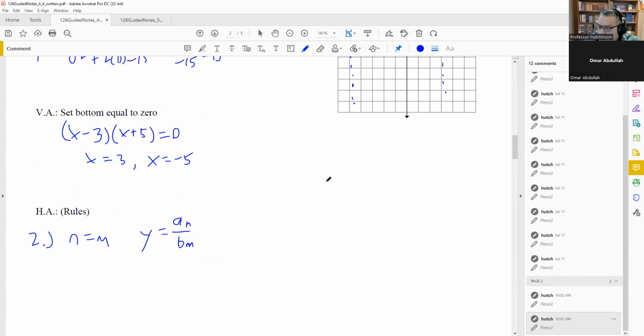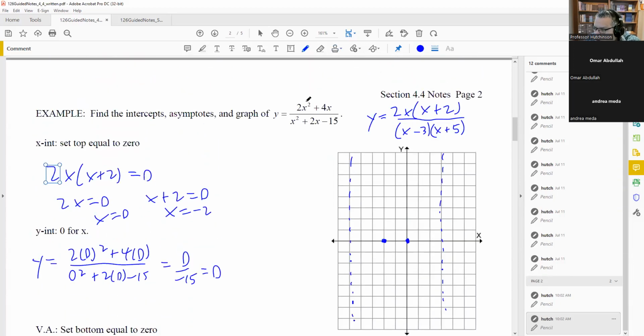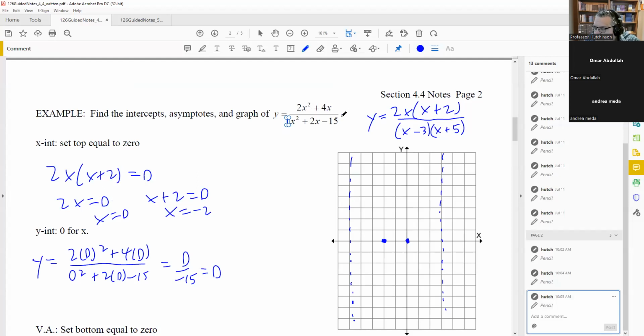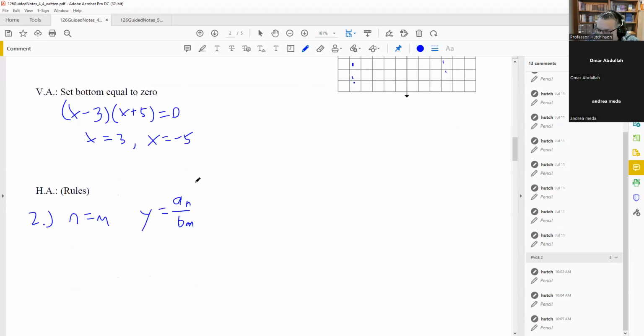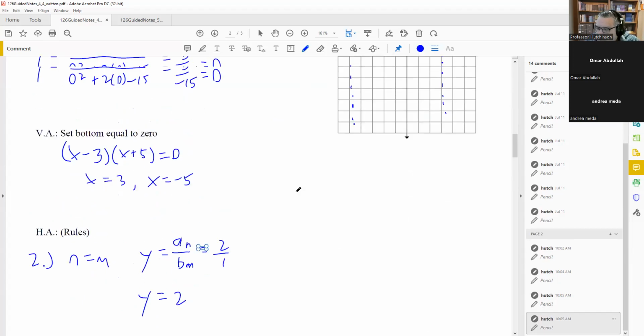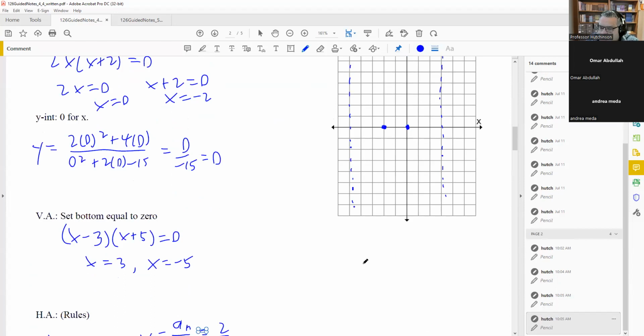So if we look back at the coefficients that are there, there's an x squared on top and an x squared on the bottom. So that's why the powers are the same. We're using rule number 2. But now we want to look at the leading coefficients in front. There's a 2 on top and a 1 on the bottom. So the a of n is 2 and the b of m is 1. We'll put those in here, 2 over 1. So y is equal to 2 is the horizontal asymptote. Because it is 2, we will put that in right here.